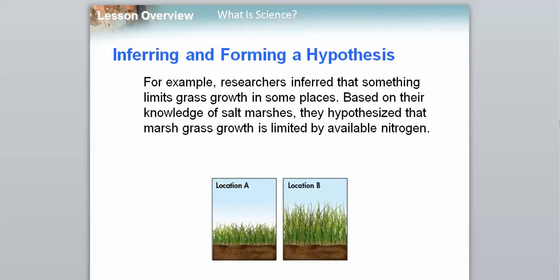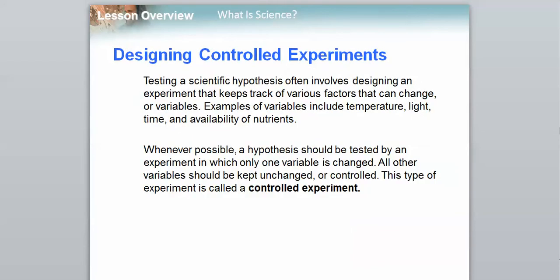An inference is kind of like the first step, like, oh yeah, something has to be there, and our hypothesis is more specific, saying that the nitrogen being available in one spot versus the other is going to affect the grass growth. So that's the difference, again, between our hypothesis and an inference. And after we have hypothesized and made our inferences, we are actually going to test it.